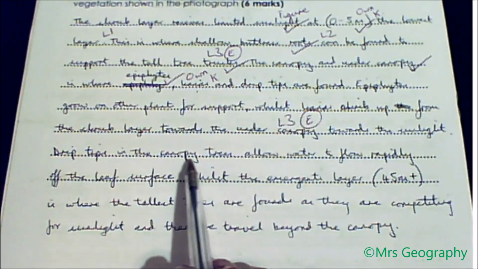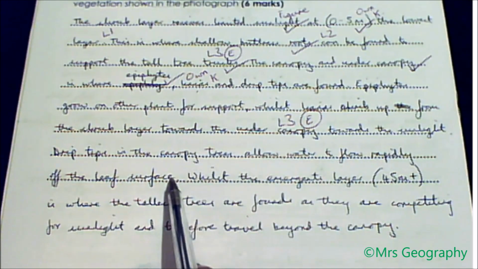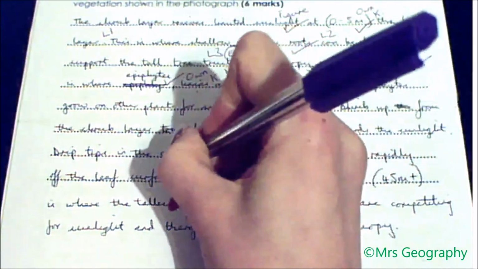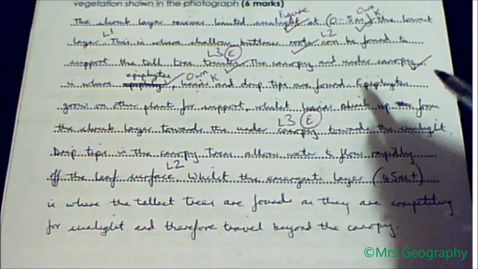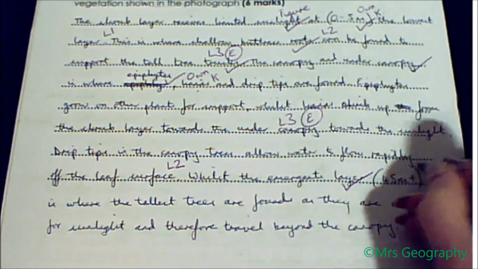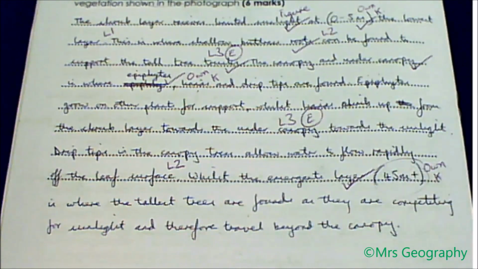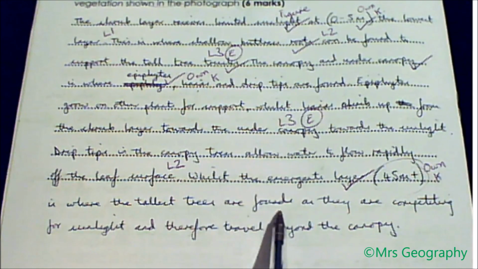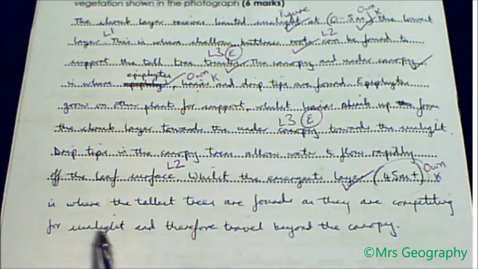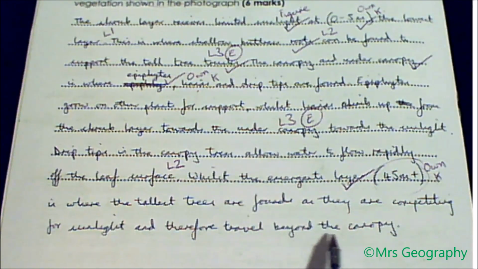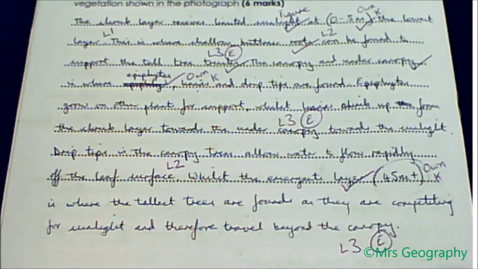Whereas drip tips in the canopy trees allow water to flow rapidly off the leaf surface. So that's just telling us really what they do. So that would be level 2 type answer. Whilst the emergence layer, use of figure, own knowledge, is where the tallest trees are found. And then they move on to say as they are competing for sunlight and therefore travel beyond the canopy. That is a detailed part of their answer, level 3.